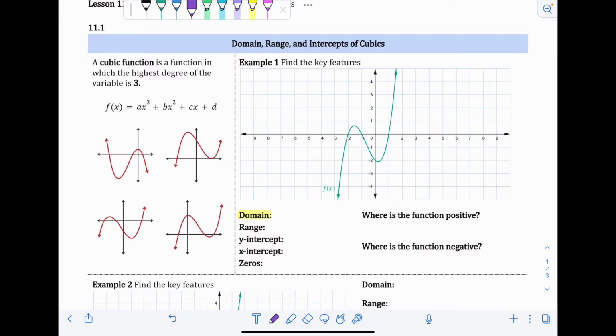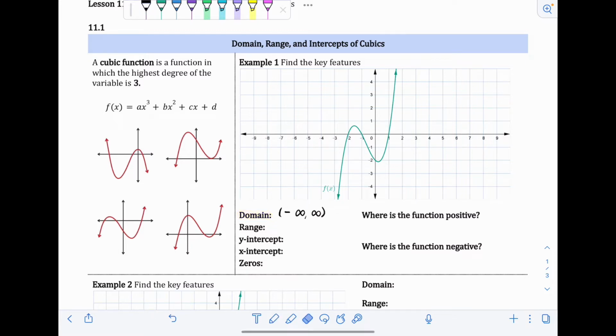So domain is all real numbers, and we're going to write it in interval notation, which would be between negative infinity and positive infinity. Between parentheses and brackets, brackets are for when you can include the value. We can't really include infinity, it's not an actual number, so we put parentheses around them. Parentheses are used when we cannot include the value.